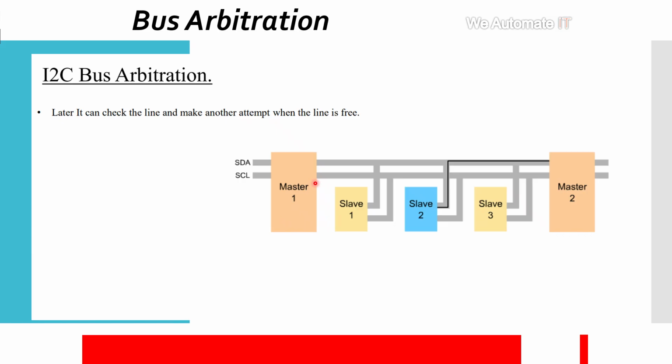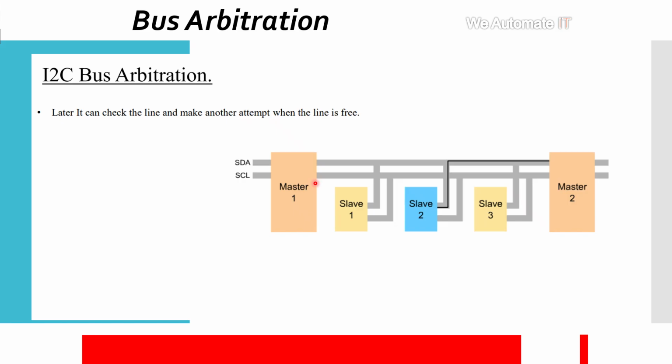So some of the advantages of this I2C: only two wires are used here. As I already mentioned, there are only two lines and they are bidirectional, and it has low hardware cost. The hardware used here is very low in cost. Then it has easy PCB routing. So for PCB routing, this process is very easy and easy to maintain.